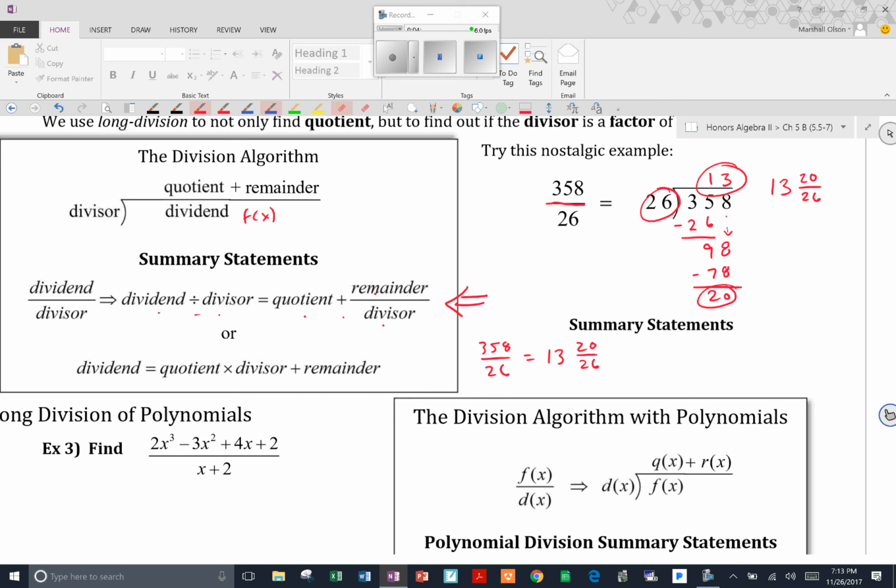Or another thing that we could write is using this summary statement. That 358 is essentially 13 times 26 plus that remainder. Those are both true statements that we could use to summarize what we just found.